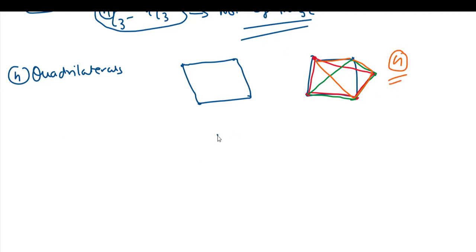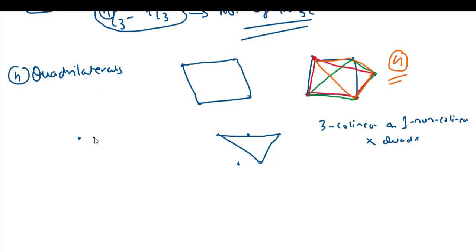Now out of these 5 points, let's say 3 of the points are collinear. Then by joining these 3 points and any one of the external points, what we'll get will be a triangle and not a quadrilateral. So 3 collinear points and 1 non-collinear point will also not give us a quadrilateral. And if out of these 5 points, 4 of them were collinear, by joining these 4 points, we'll still not get a quadrilateral. So 4 collinear points will also not give us a quadrilateral.